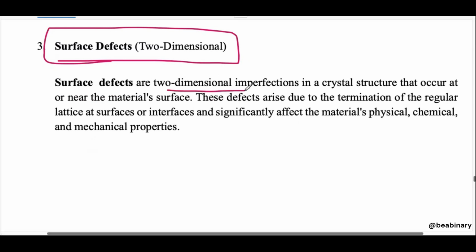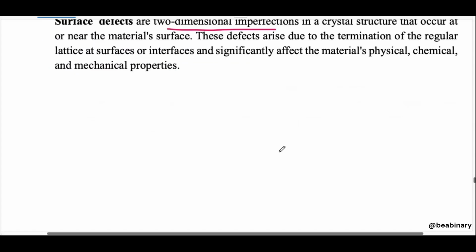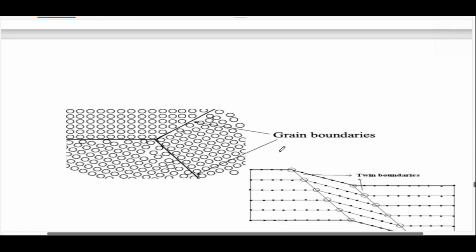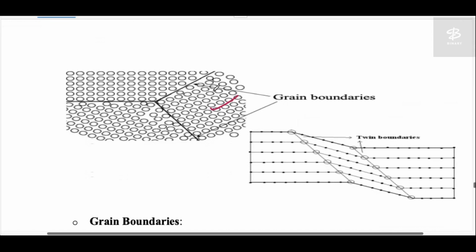Defects are two-dimensional imperfections in a crystal structure that occur at or near the material surface. These defects arise due to the termination of a regular lattice at a surface or interface and significantly affect the material's physical, mechanical, and chemical properties. There are many kinds of grains in a material. These are the different grains, and this is the boundary of the grain size.